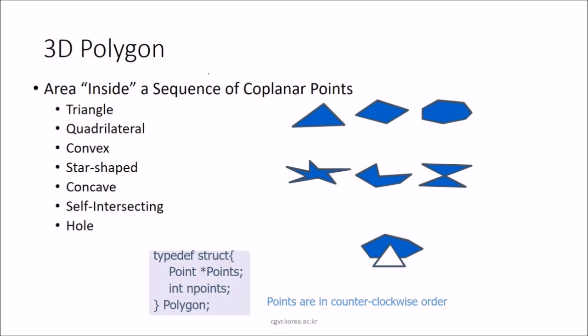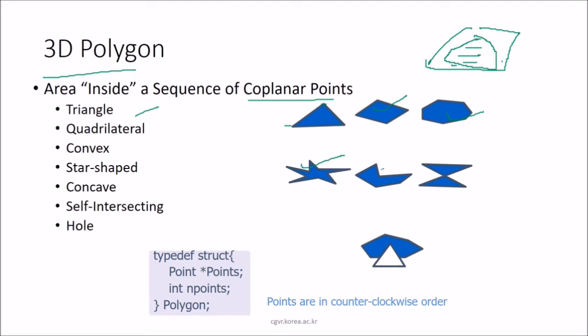Apart from this 3D plane, we have the 3D polygon also: the area which is inside a sequence of coplanar points. Means when you talk about a plane, these P1, P2, P3 are all on one plane. We have just connected 3 points on a single plane, and the area inside this sequence of coplanar points can be a triangle, a quadrilateral, a convex surface, a star shape, a concave surface, and also self-intersecting surfaces are there. You can also have a hole like this.